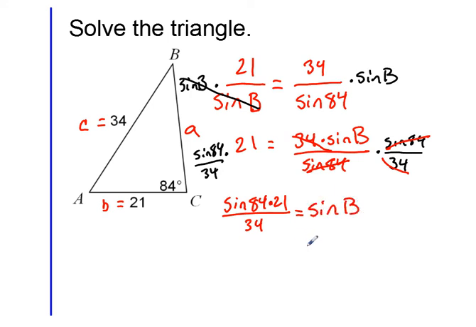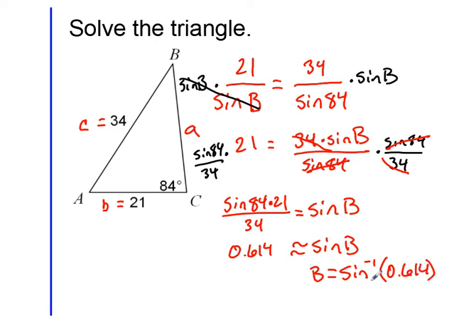What I end up with is approximately 0.61. It continues on for much longer, so I'm going to also include a 4. We're going to need to inverse sine what the calculator gave us, and that's what will give us B. So B will be equal to the inverse sine of what the calculator gave us. I come out with 37.9 degrees. So that's angle B.